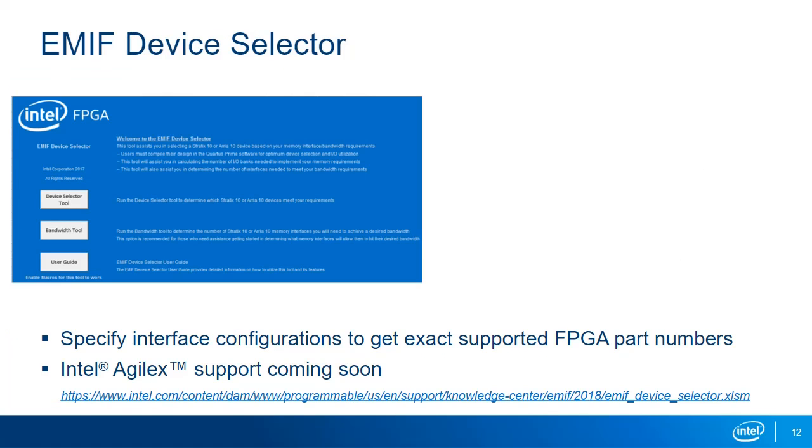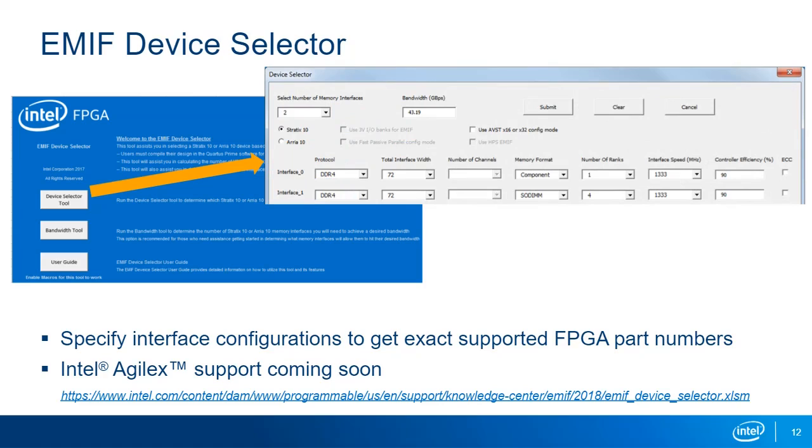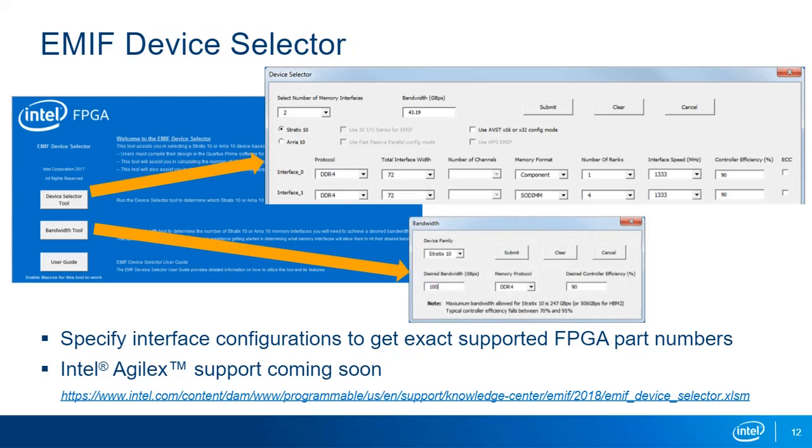If you're at the beginning of the design cycle and trying to decide exactly which device to use based on external memory protocol and related options, try the EMIF Device Selector tool. In this downloadable spreadsheet tool, enter the number of interfaces you want to implement and the properties of the external memory you're planning on using for each interface. If you don't yet know what your interface setup will be, but you know the memory bandwidth you want to achieve, you can use the bandwidth tool as a starting point to see how many interfaces would be required to achieve the desired bandwidth. The tool returns a list of all the device family members that can support the selected EMIF configuration and the amount of device resources that will be required.